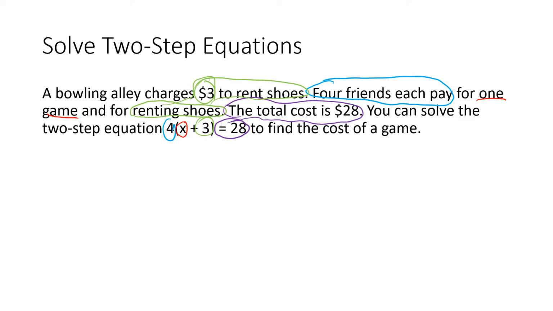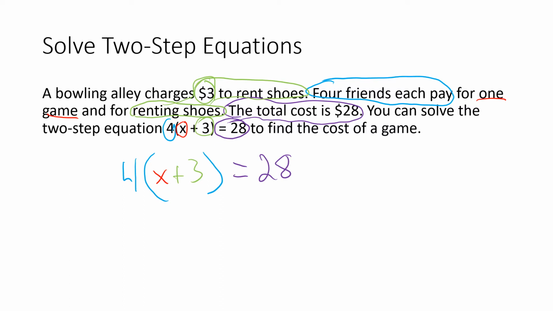Again, if we write this out, we have our 4 friends, and each of them has to contribute for the cost of the game and for the shoes, so we add those together. And each of them, therefore, the total each pays is $28. Okay, so how do we solve this now? Because we were told to find the cost of the game. So how do we solve this?